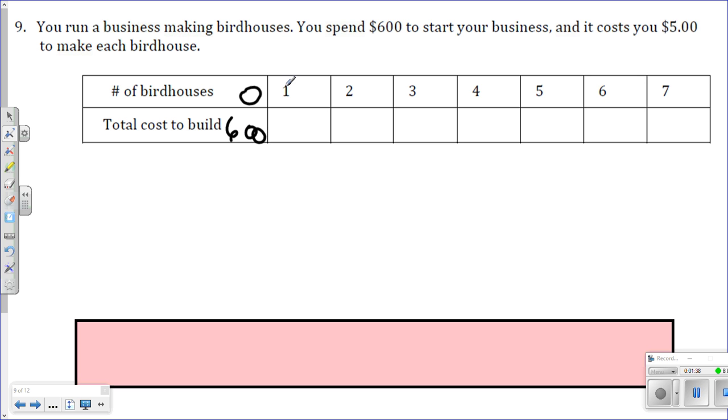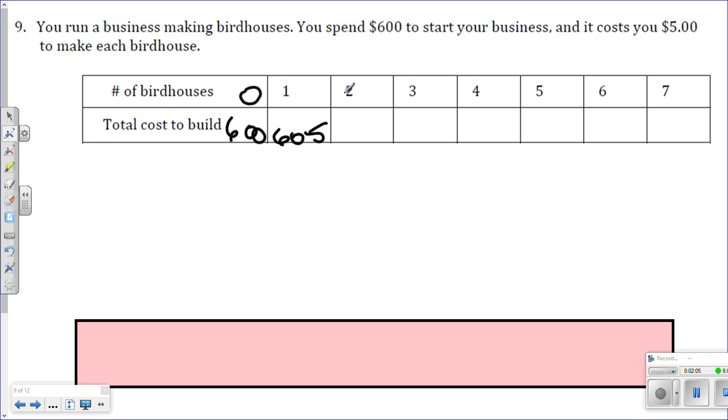So then you get to a point where you have an order for a birdhouse and you actually have to build it. It costs you $5 now above and beyond that $600 in order to build that birdhouse. So first we spent the $600, but now we have to spend $5. So our total cost for this one birdhouse was $605, because we spent the $600 plus the $5.